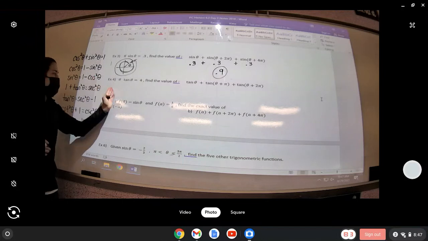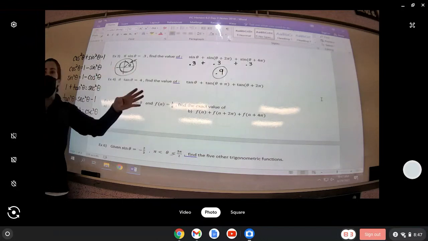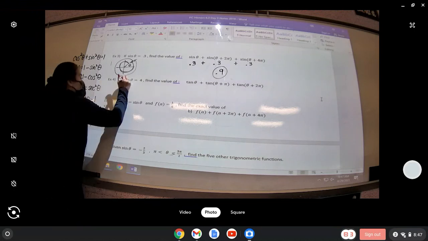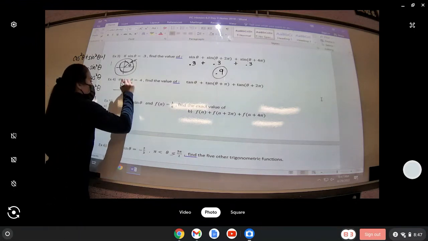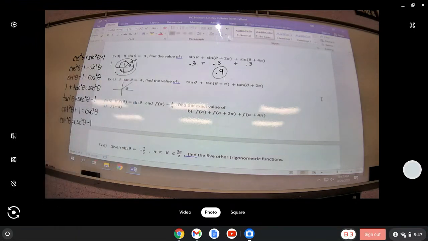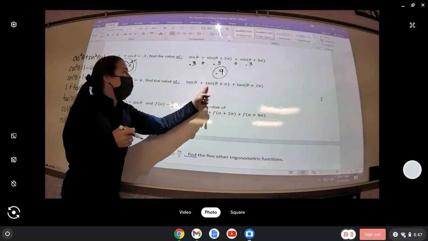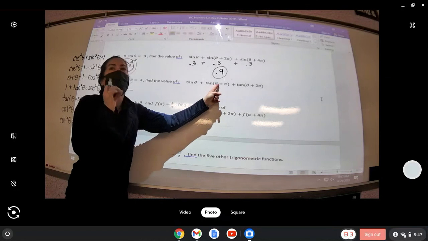They're telling you if tangent theta is equal to 4. So again, the tangent ratio would be positive for an angle in quadrant 1 or quadrant 3. Let's make this easy. Let's let it be in quadrant 1. So give yourself an angle that landed in quadrant 1. Now they want us to find the value of tangent theta plus the tangent of theta plus pi.